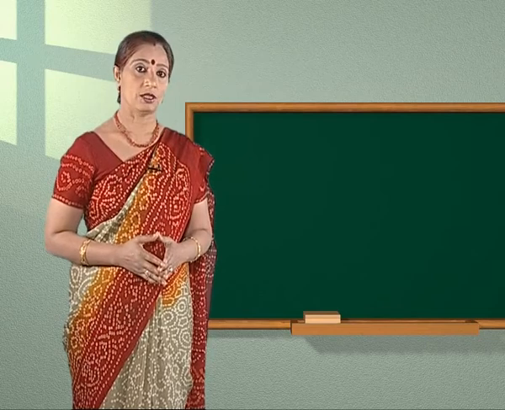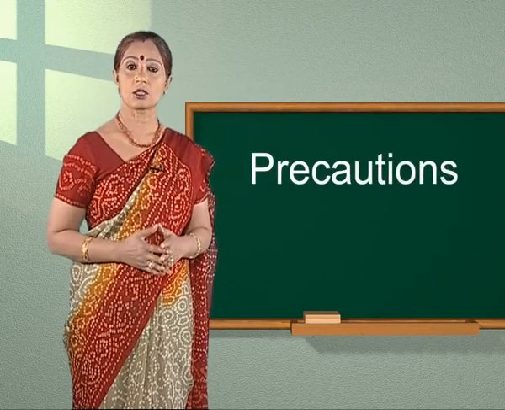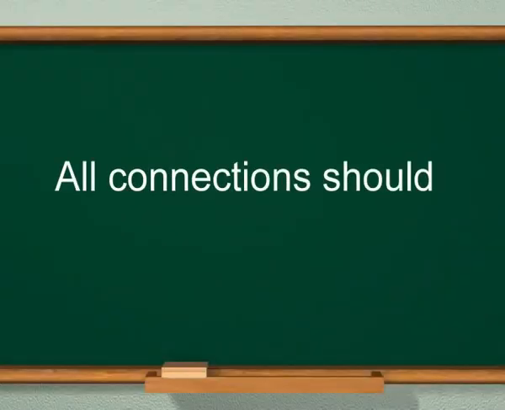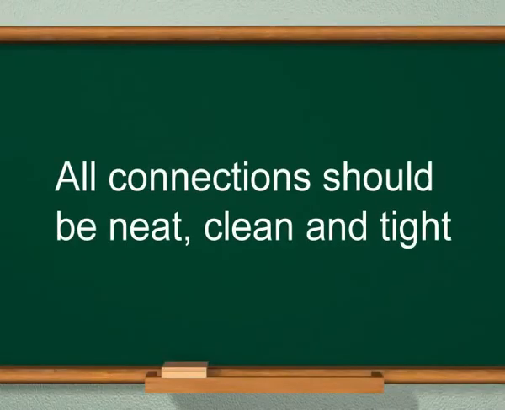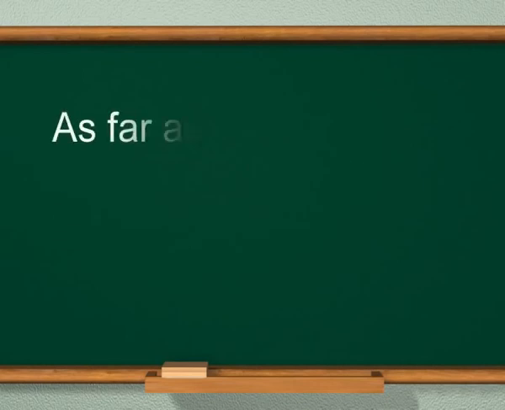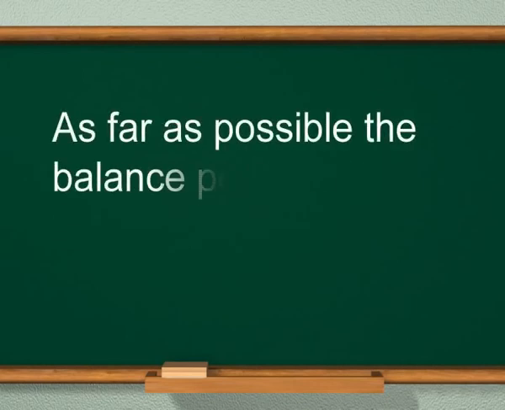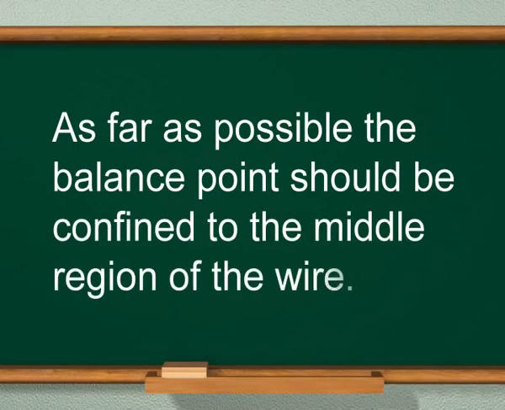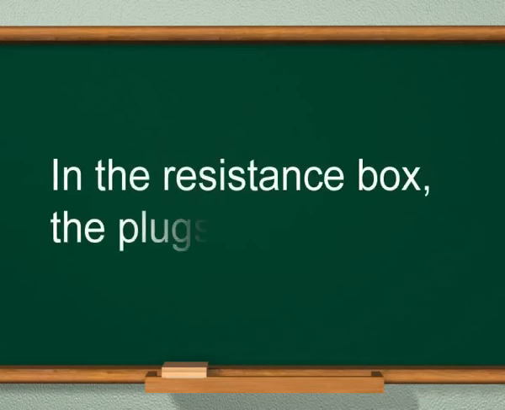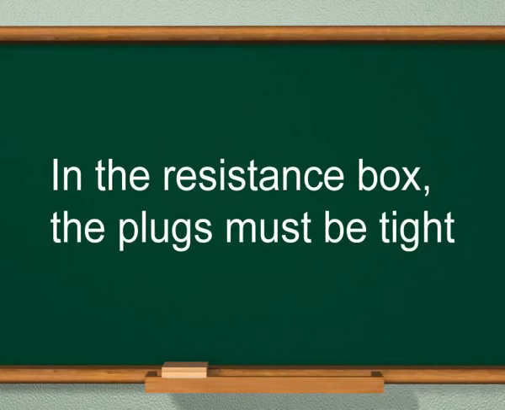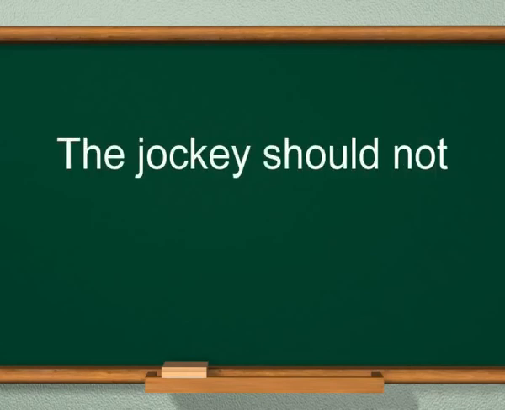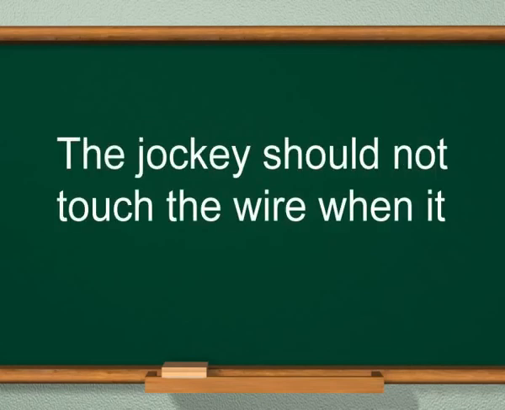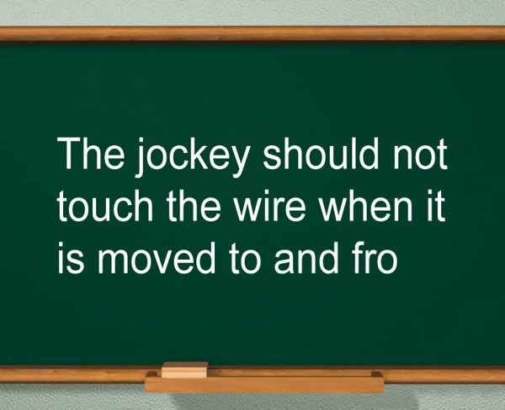During these experiments, following precautions should be incorporated. All connections should be neat, clean and tight. As far as possible, the balance point should be confined to the middle region of the wire. In the resistance box, the plugs must be tight. The jockey should not touch the wire when it is moved to and fro.